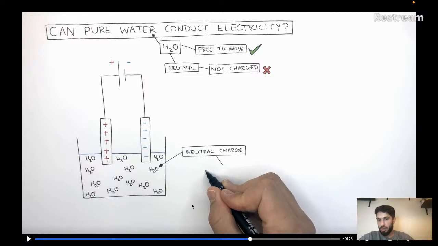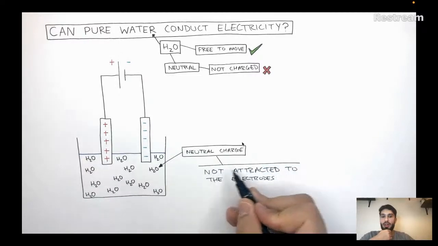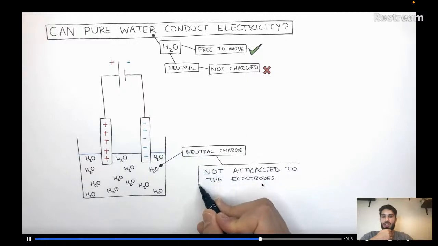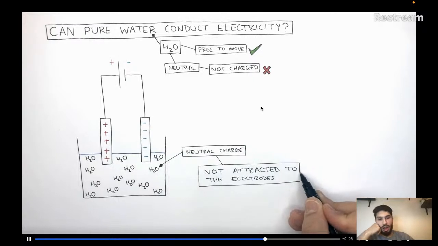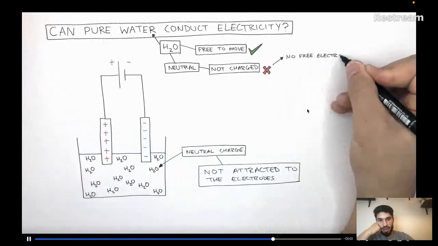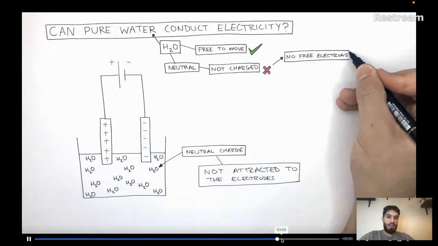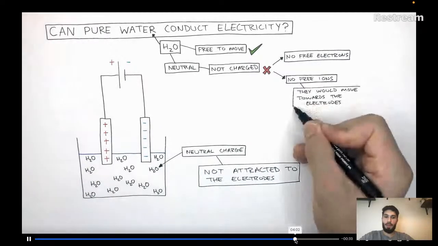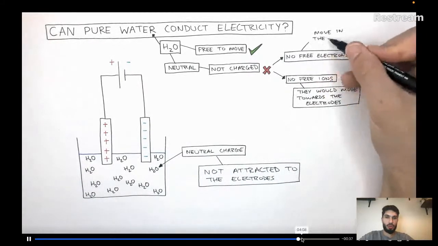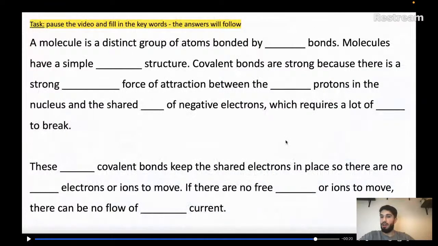However, these water molecules are neutral, they have no charge, so they are not attracted to the electrodes, which is why molecules cannot conduct electricity because they are not charged. They do not have any delocalized electrons, okay, or free electrons. They have no free electrons and they have no free ions. So that's why molecules cannot conduct electricity, okay? They cannot conduct electricity. Off you go.